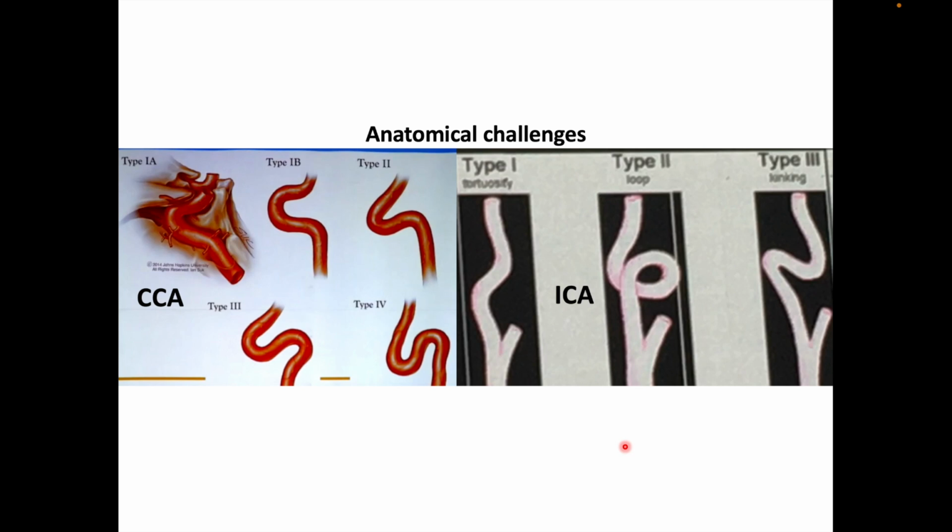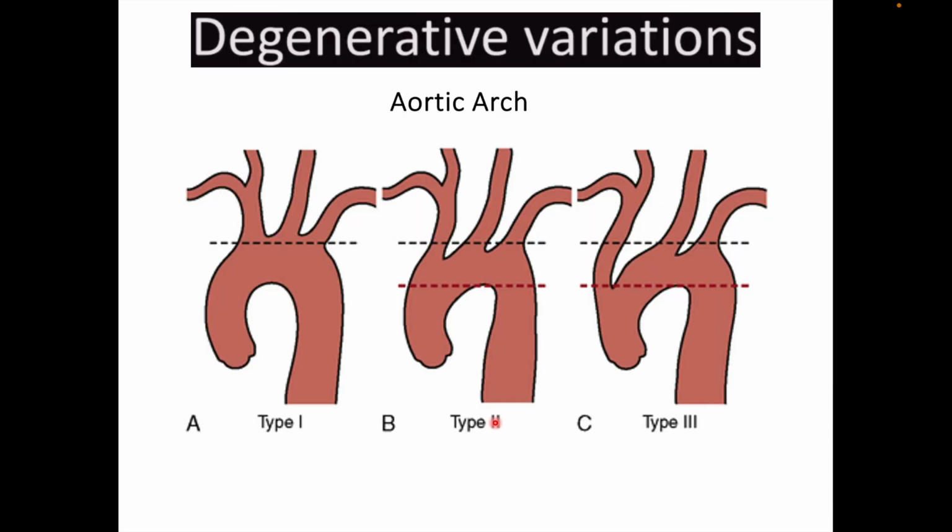There can be other anatomical challenges. Common carotid artery, you can see all of these shapes are possible. Internal carotid artery, even this loop is possible. This kink is possible. So you have to keep these anatomies or challenges in mind because you have to deal with them. Now, again, what's important to know is the type of aortic arch.